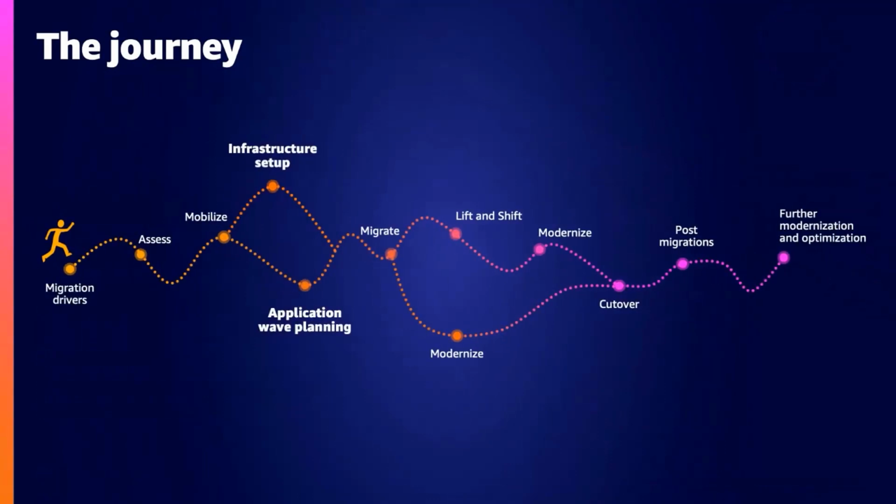So here is what our migration journey will look like. As we start, we will take a look at some of the most common migration drivers, and then we will walk through the activities to perform to assess the environment that we will be migrating. Once we are ready to mobilize our plans, we will walk through 2 different tracks, and this is where we will be spending a lot of time today. Then we will go through the most common migration paths that our customers take, and finally, walk through some important post-migration activities.